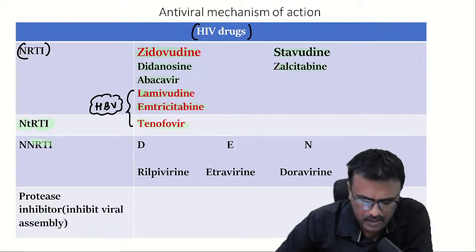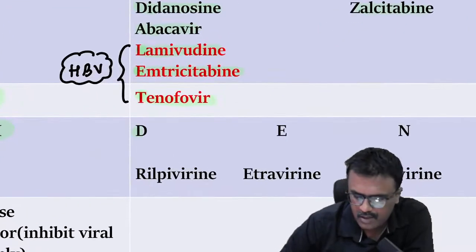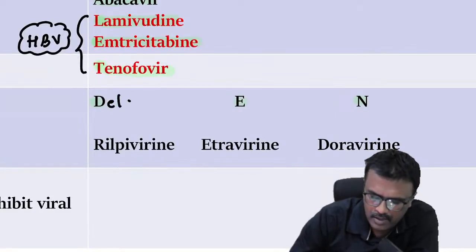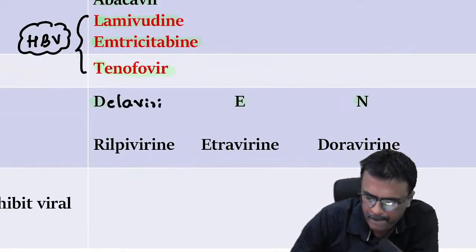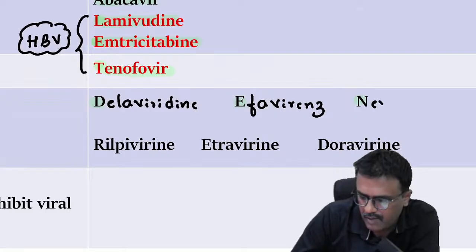Then we have NNRTI. For NNRTI, we have the DEN drugs. The DEN means delavirdine, efavirenz, and nevirapine.